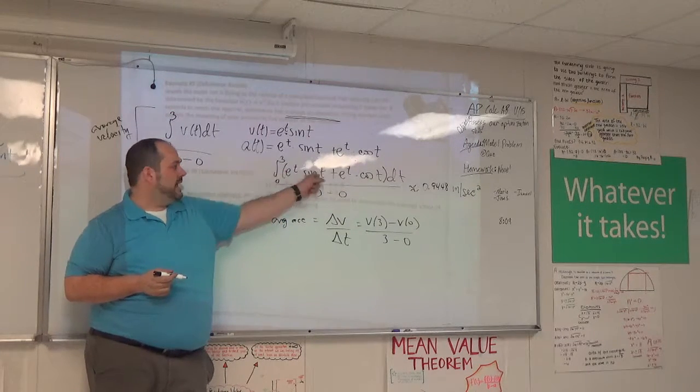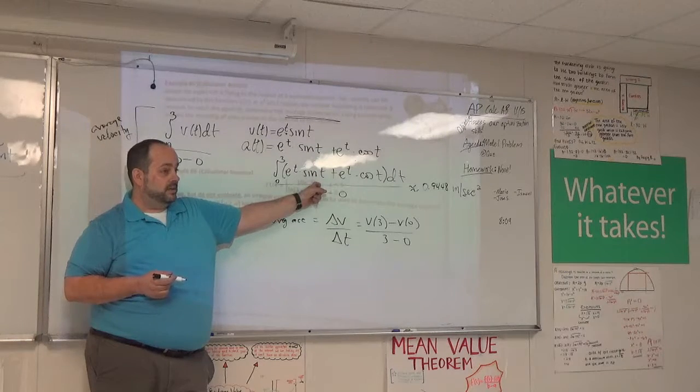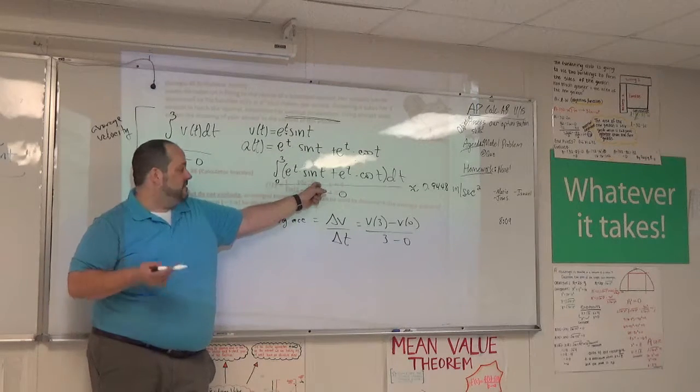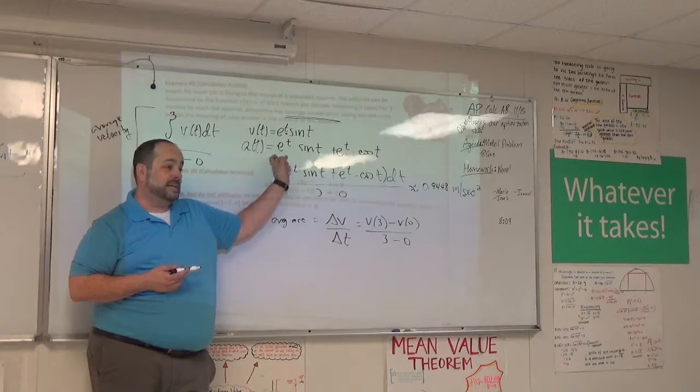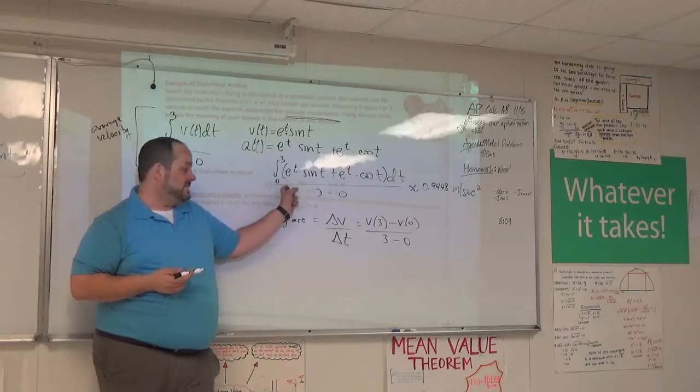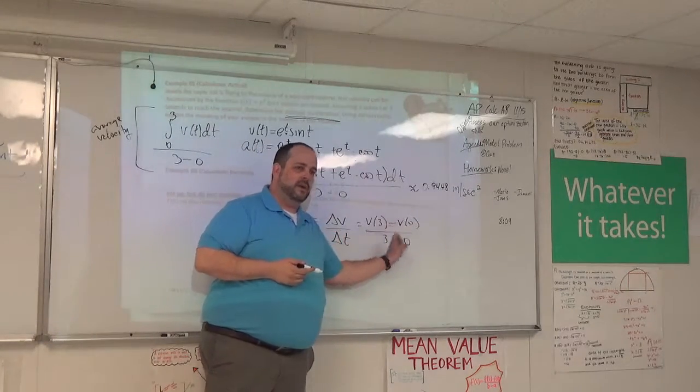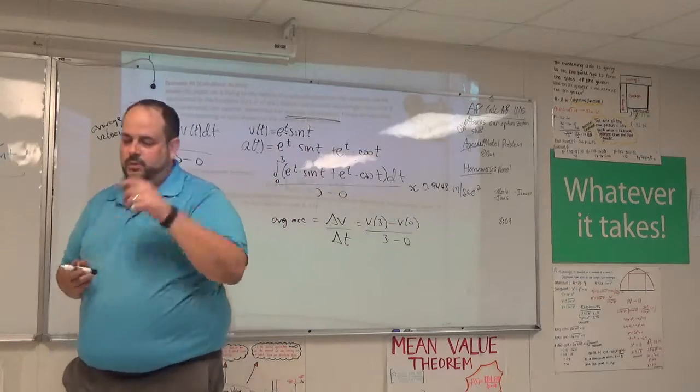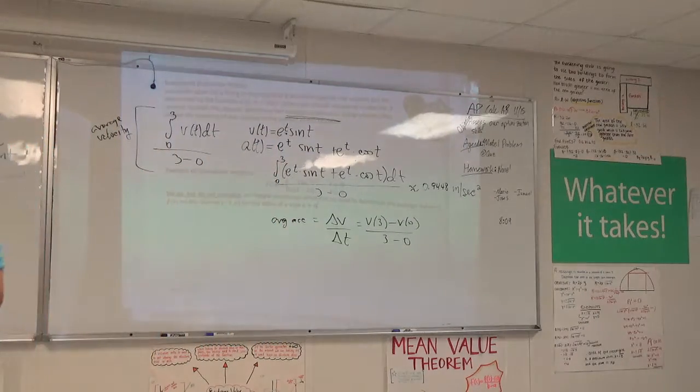the antiderivative of acceleration would be velocity, and then the fundamental theorem of calculus says evaluate velocity at 3, evaluate velocity at 0, subtract them from one another, and divide. Don't worry about that. All right, last one. See what you guys can do. And you can just stay with whoever you're working with.